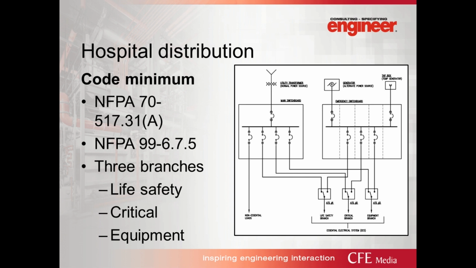So the way that the emergency distribution is set up for a hospital can also vary widely. The minimum requirements are code-driven. NFPA 70, Article 517, and similarly NFPA 99, Chapter 6, both mandate that the emergency power system is divided into 3 distinct branches using 3 separate transfer switches: the life safety, the critical, and the equipment branches. These 3 branches make up the essential electrical system in any hospital design and are the minimum requirements.